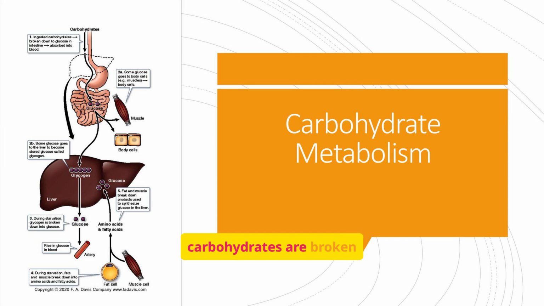Ingested carbohydrates are broken down into glucose, which is then absorbed into the blood. Some glucose goes to body cells, while some is stored in the liver as glycogen. During starvation, glycogen is broken down into glucose, and fats and muscle are broken down into amino acids and fatty acids to synthesize glucose in the liver.